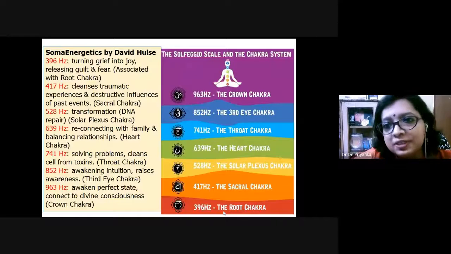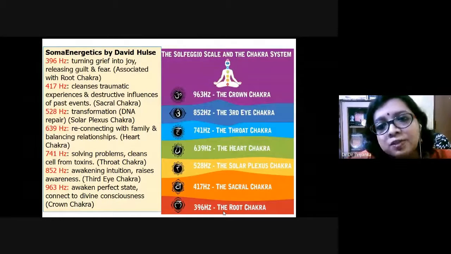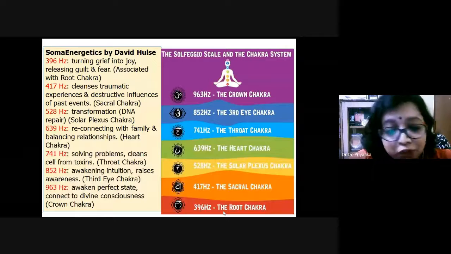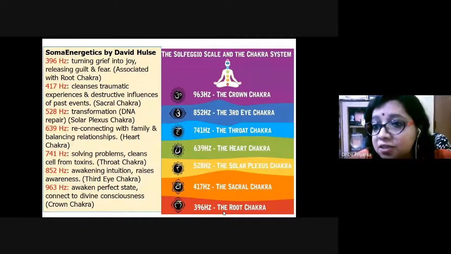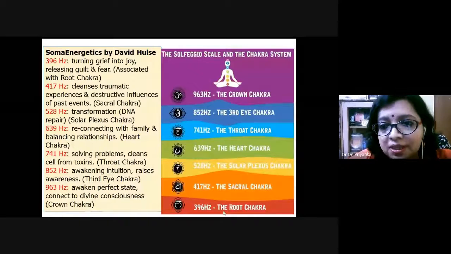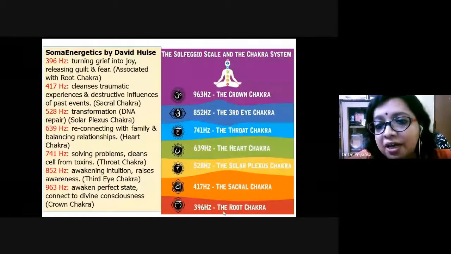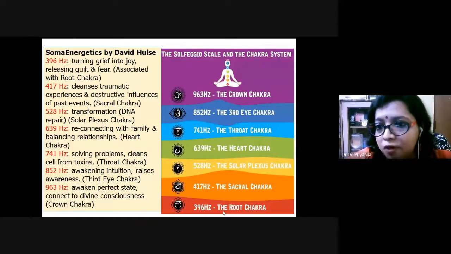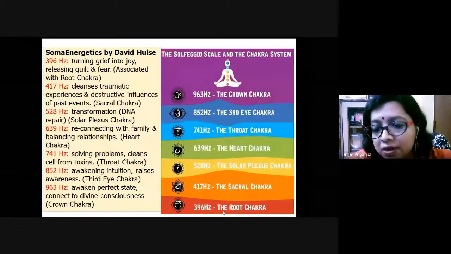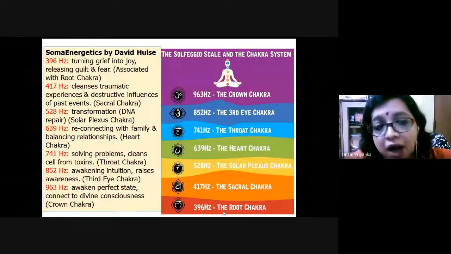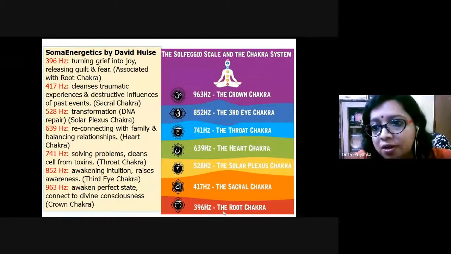So with this concept comes the Soma energetics concept of David Hulse, which shows the importance of the 7 chakras which are there. We call them energy chakras or energy healing points. Now, if you really see the 7 chakras here, just note from the bottom to the topmost region: root chakra, sacral chakra, solar chakra, heart chakra, throat chakra, eye chakra, and the crown chakra.